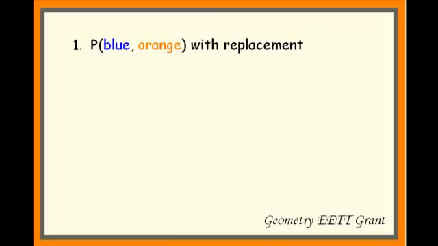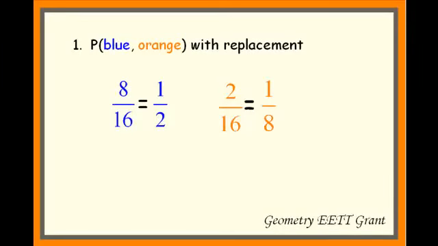Well, the probability of the blue is, well, how many total chips are there? Well, there's 16, and 8 of them are blue. So it's 8 out of 16, but that reduces to 1/2. So 1 out of every 2 times you draw, you're going to get a blue chip. Now, how do we do the orange? Well, the orange, again, we have 16 total chips in there, but only 2 of them are orange. So 2 out of 16. But that reduces to 1/8.